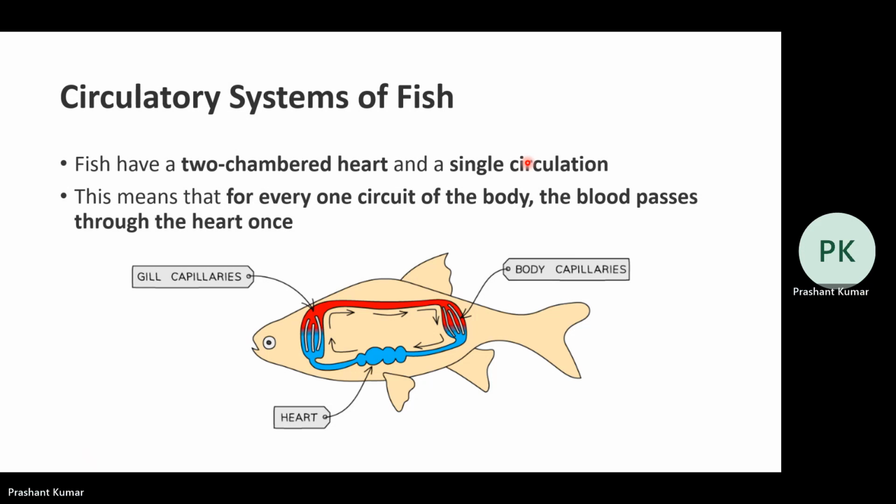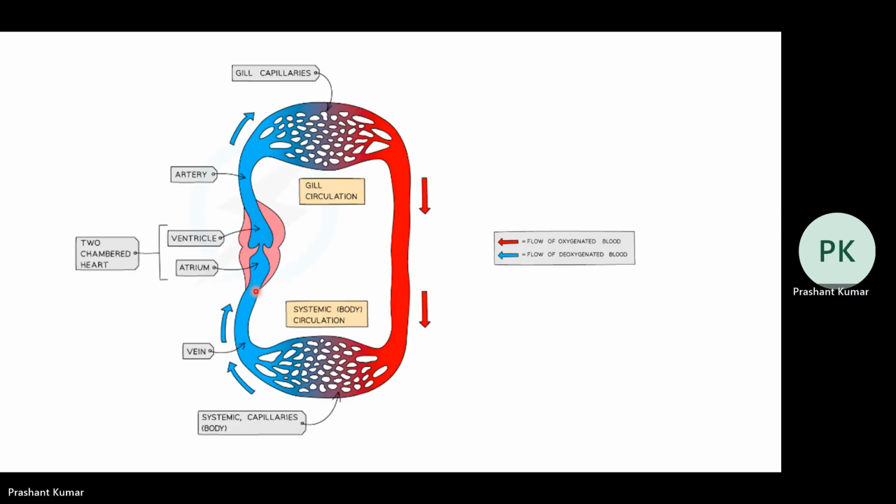This is the structure of fish blood circulation. So this is the ventricle, this is the atrium, this is a two-chamber heart. Okay, and go to the next.